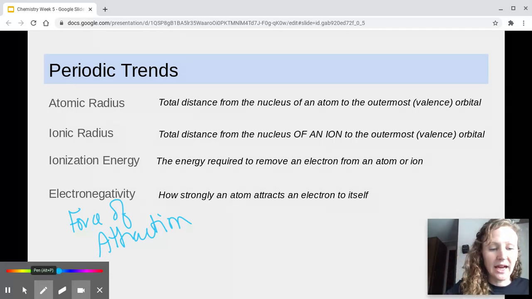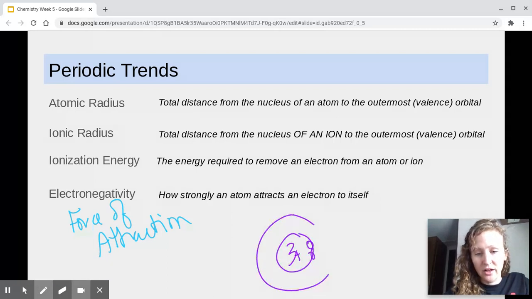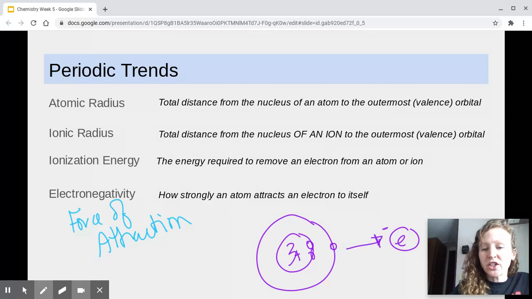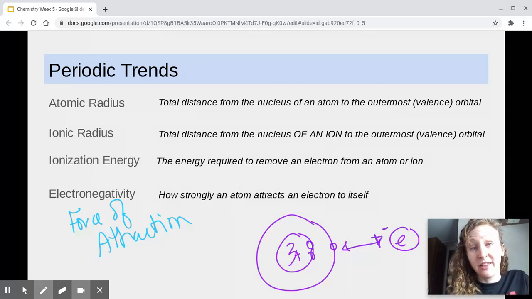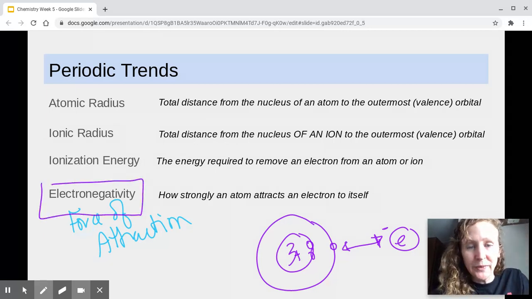So if you look at an atom like lithium, along with all of its electrons, if there's another electron out here, whether it's an electron by itself or an electron that's currently attached to another atom or ion, what is the force of attraction between that atom and that other electron? How strongly can that atom attract electrons to itself? That is the idea of electronegativity. So these are the big periodic trends that we're going to talk about.